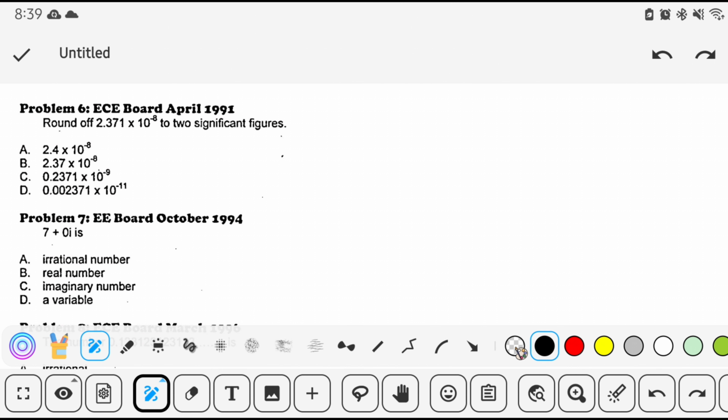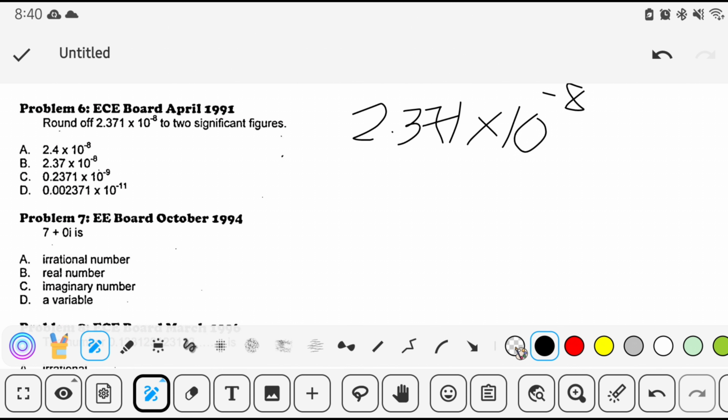So we have the continuation from our part 1. If you haven't watched it, you can check it out. So we have the question: round off 2.371 times 10 to the power of negative 8 to two significant figures. For this question, round off 2.371 times 10 to the power of negative 8.